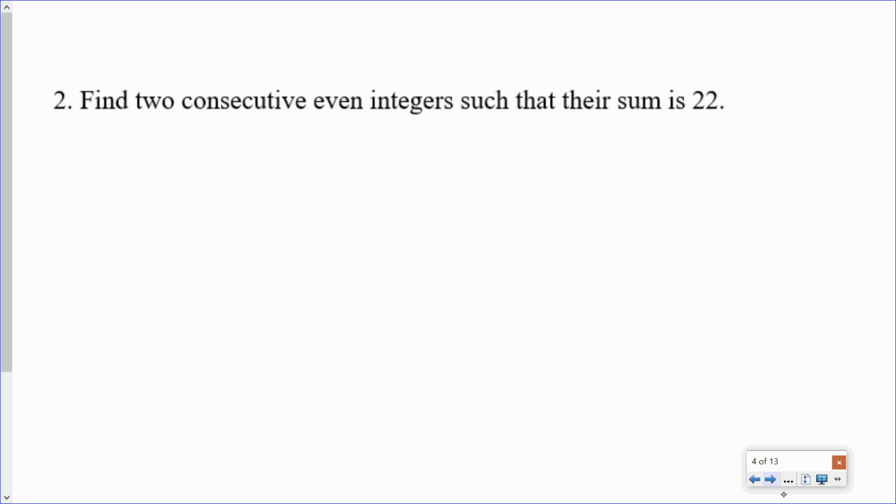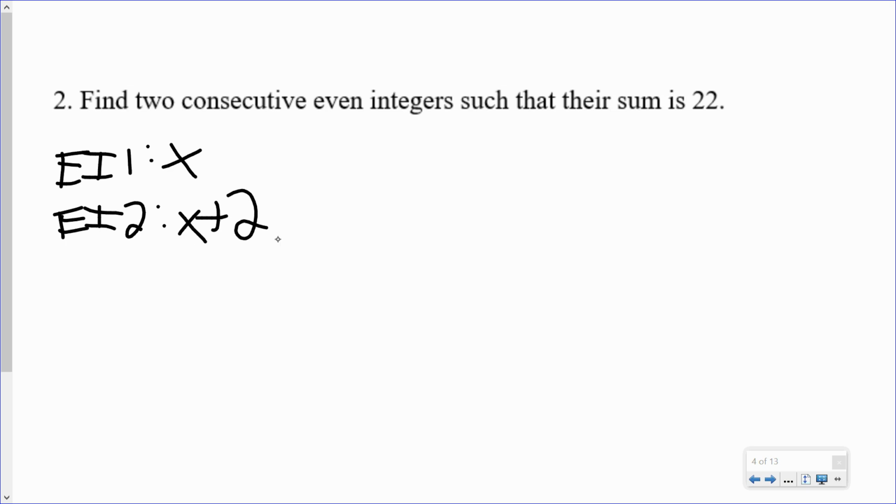Find 2 consecutive even integers such that their sum is 22. So I'm going to write even integer 1, even integer 2. Consecutive integers should be easy once you know. The first one's going to be x, the next one's going to be x plus 2, always, because they're always 2 apart and you're always calling the first one x. If there was a third, it would be x plus 4.